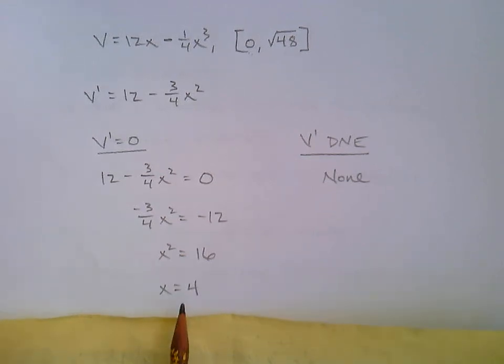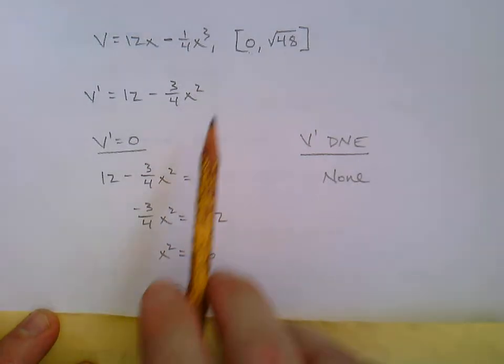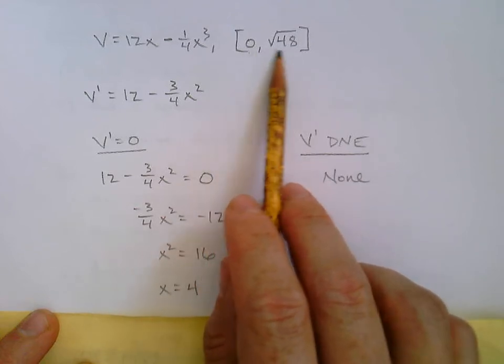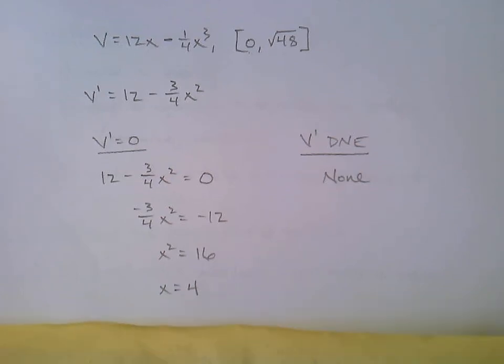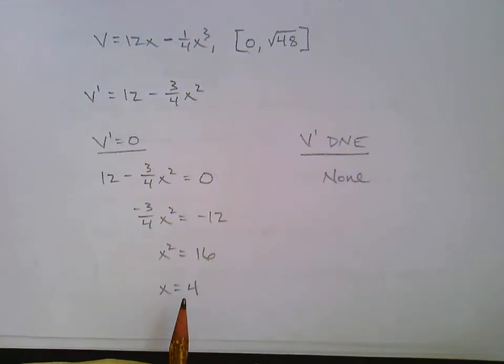Now you might think, hey, shouldn't this be plus or minus 4? It should be, but remember that our interval of x is only between 0 and root 48. So we can immediately ignore the -4 and just go with x equals 4. Okay, so we only get the one critical value between 0 and root 48. What do we do next?